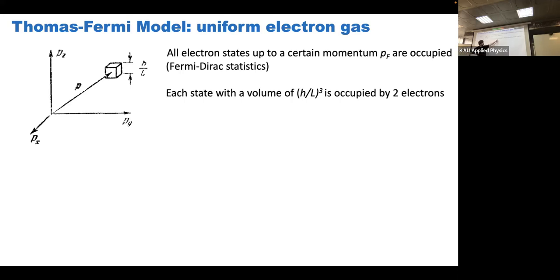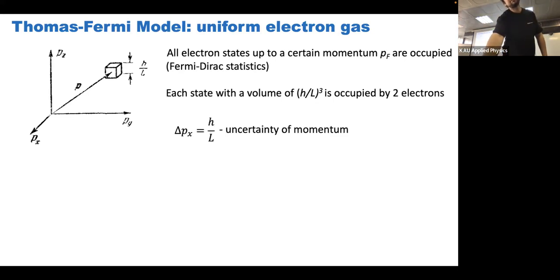Each state has a volume of h divided by L. h is Planck's constant. L is some size of this cell, of this state. So we just took this space and divided it into these small cells with the size h divided by L. What is h divided by L?